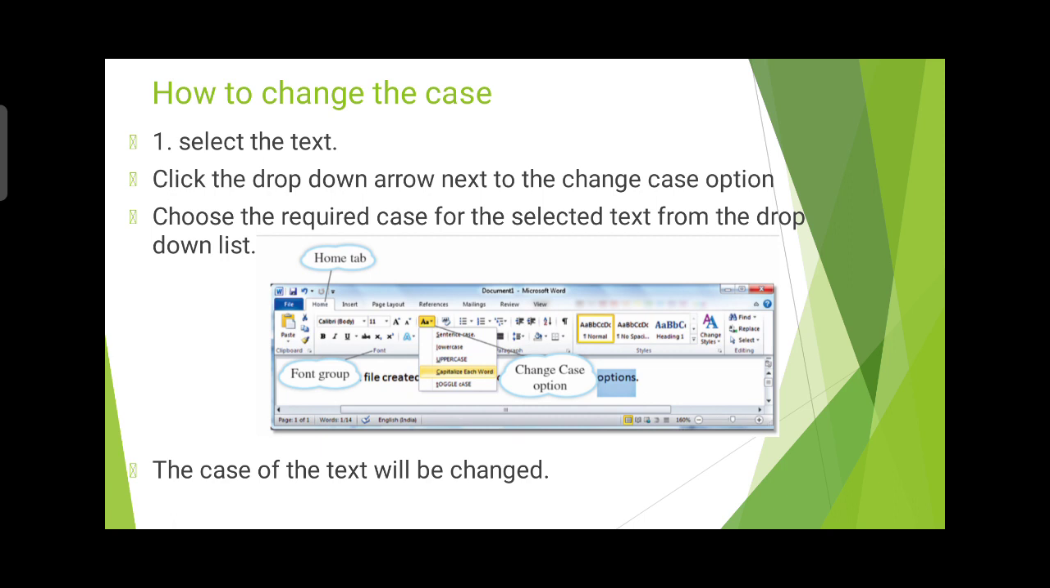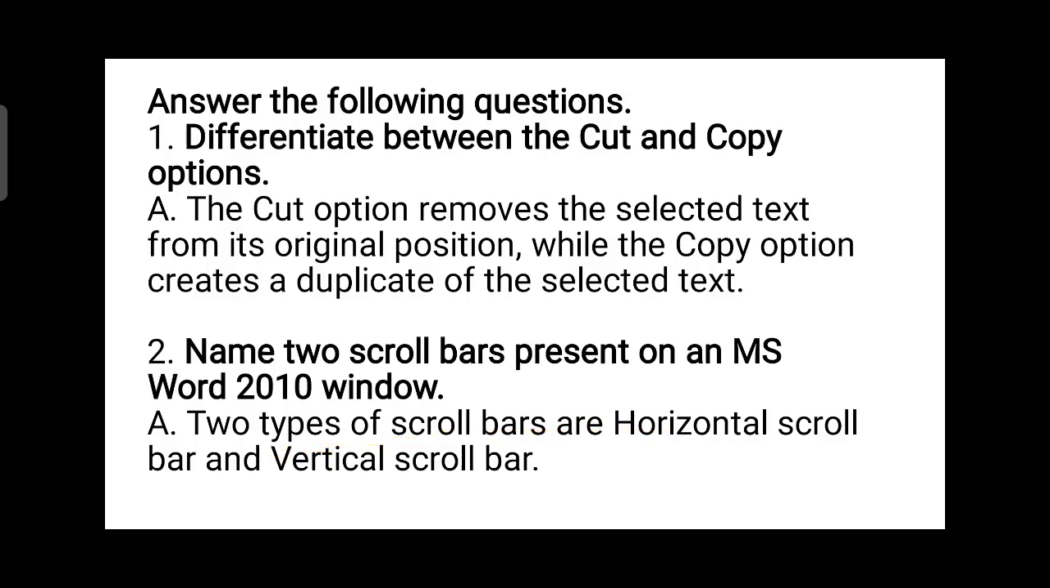So children, this is your lesson number 3, MS Word 2010. Now we will go to the exercise. Answer the following questions. Number 1. Differentiate between the cut and copy option. What is the difference between cut and copy option? The cut option removes the selected text from its original position, while the copy option creates a duplicate of the selected text.